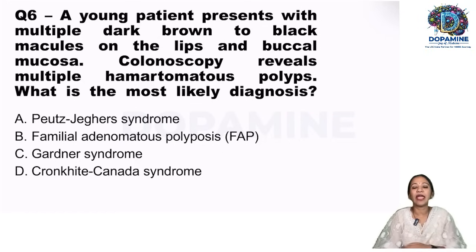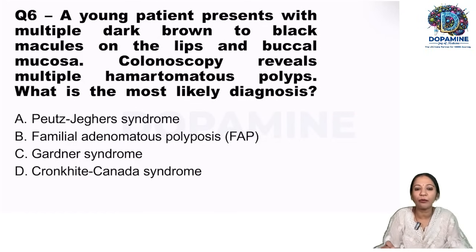So here we have a young patient presenting with multiple dark brown to black macules on the lips and buccal mucosa. Colonoscopy reveals multiple hamartomatous polyps. What is the most likely diagnosis? A clear-cut, very straightforward case. We have discussed it so many times. So what is the diagnosis here? It is a very classical Peutz-Jeghers syndrome.